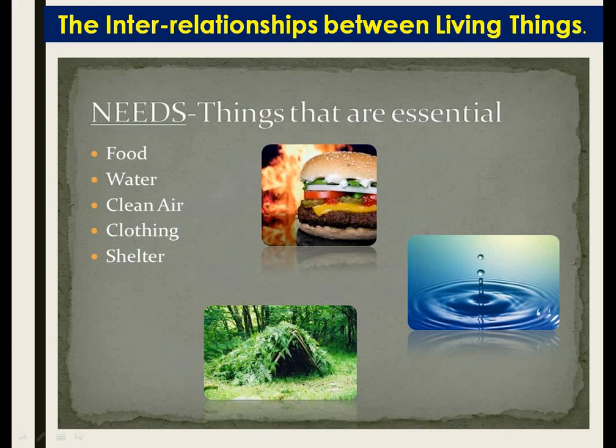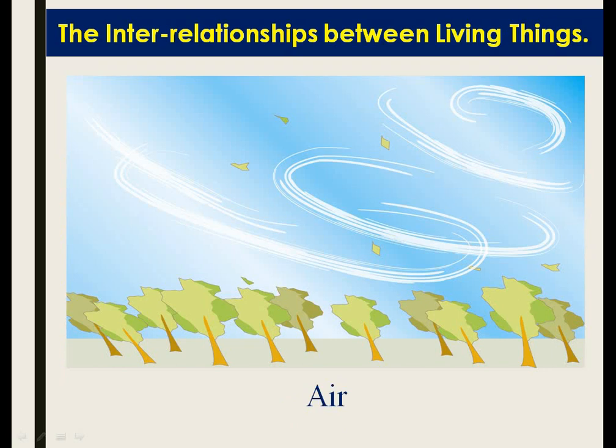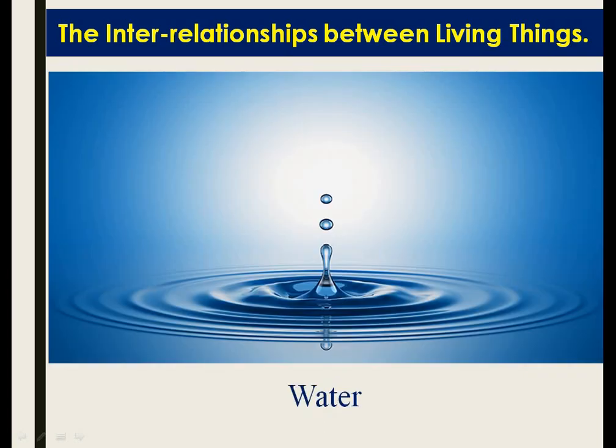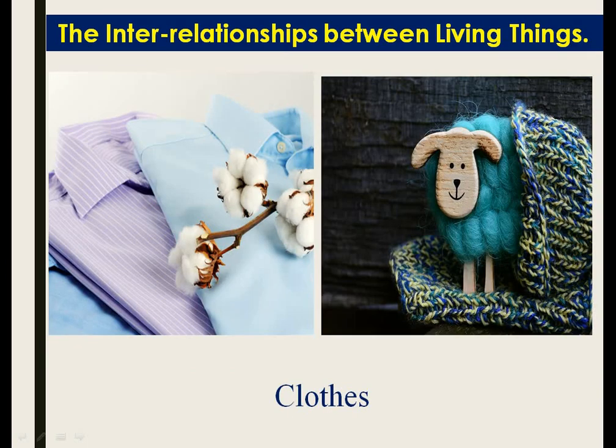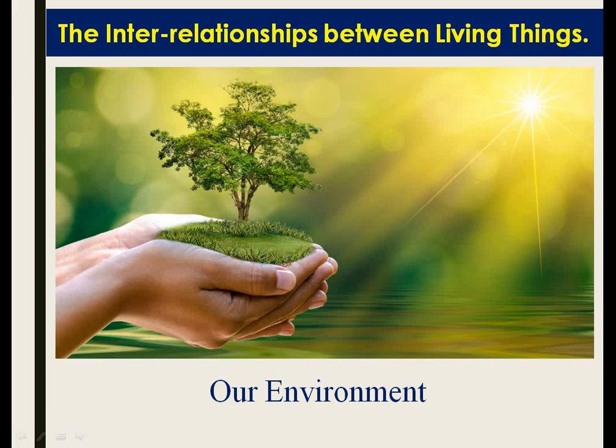We need food, water, clean air, clothing, and shelter in our day-to-day life to satisfy our needs. Food we get from plants and animals. Air we get from our environment. Water we get from rivers, lakes and rains. Clothes we get from plants and animals. And shelter we get from the resources available in the environment. So, it is clear that the needs of all living things are met in our environment.